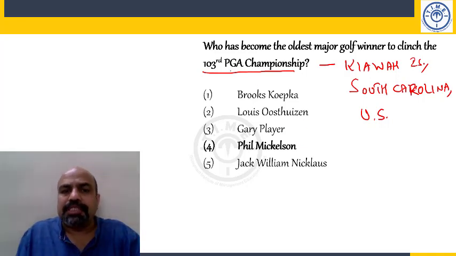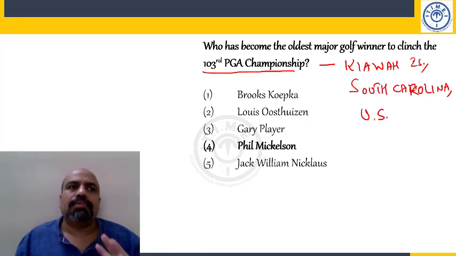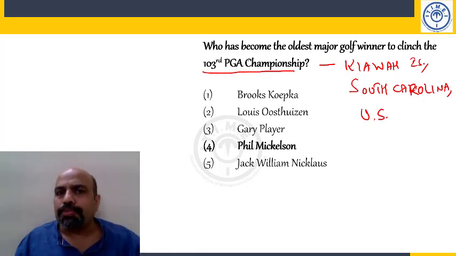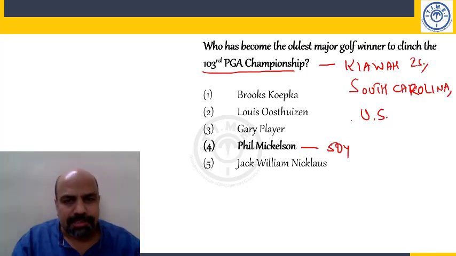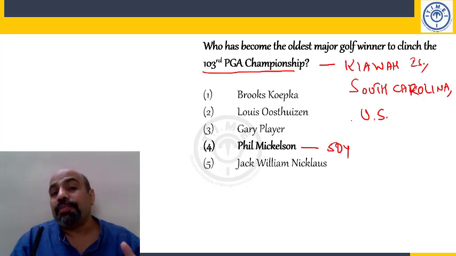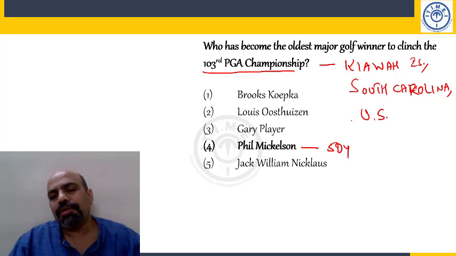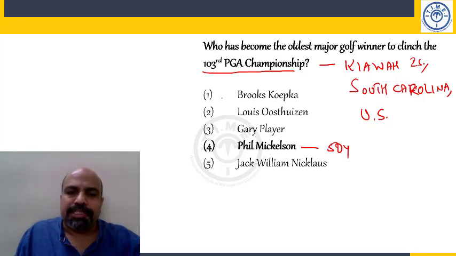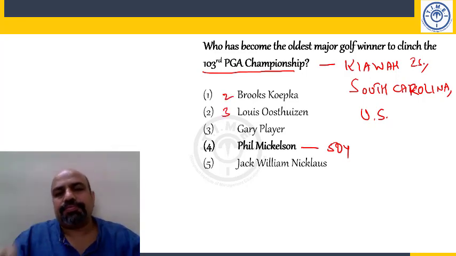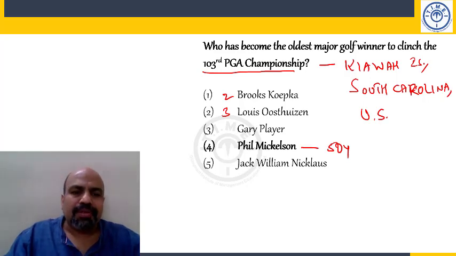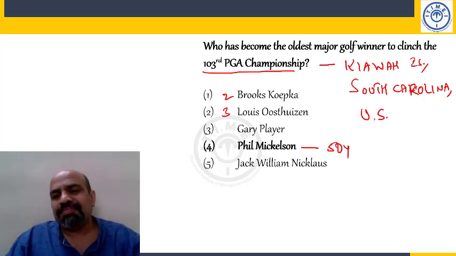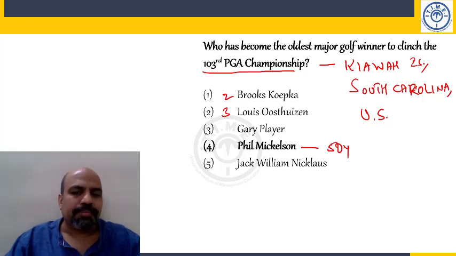He won this, and this is considered one of the top two golf tournaments. Phil Mickelson was 50 years old, 50 years 11 months, say 50 years, at the time of his winning. So he became the oldest champion of any major golf event. Yeah. This guy finished second and this guy finished third in the same championship. There is very little to discuss here. Venue could be important from the exam point of view.